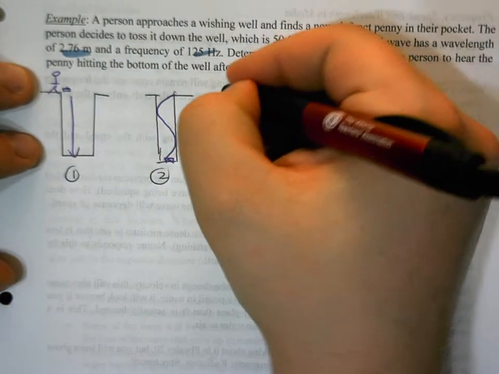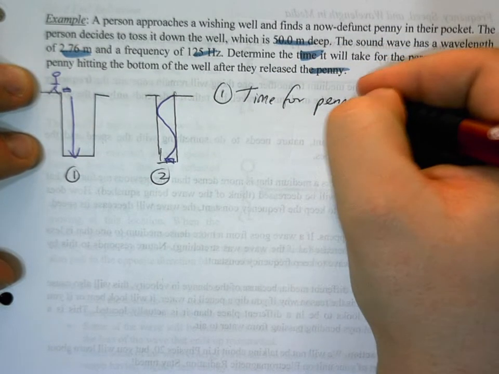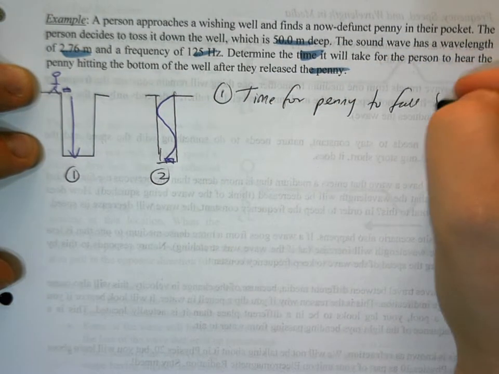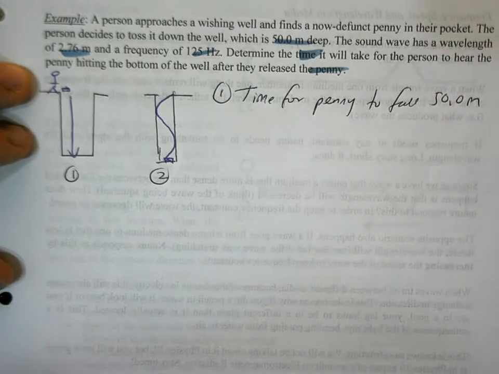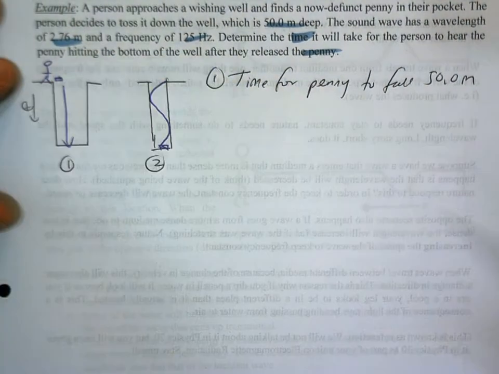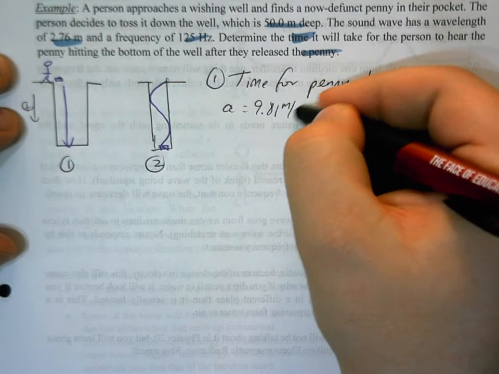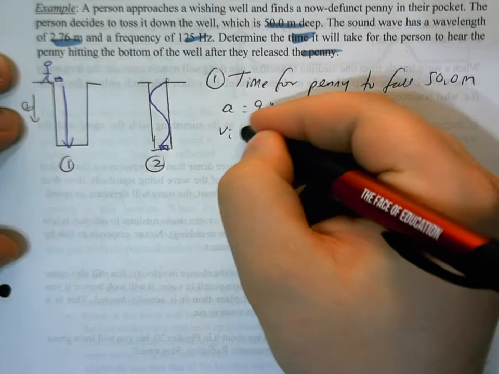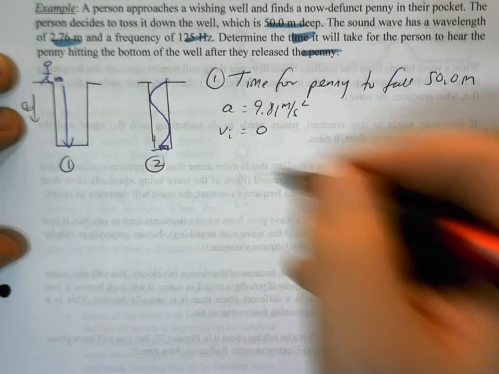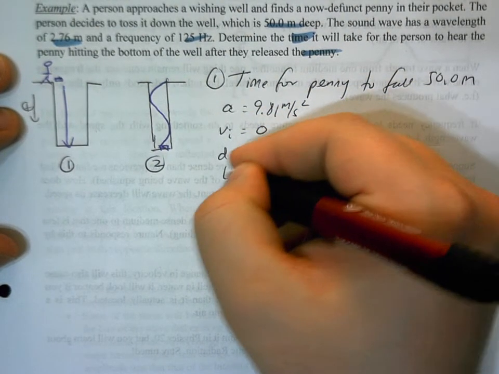So part one. The time for the penny to fall 50 meters. Now this is a classic kinematics question. And for this we'll call down positive. So what do we know? We know the acceleration is positive 9.81 meters per second squared. We're dropping it, so we're going to assume Vi is 0. We know the distance is 50 meters, and we'd like to find the time.